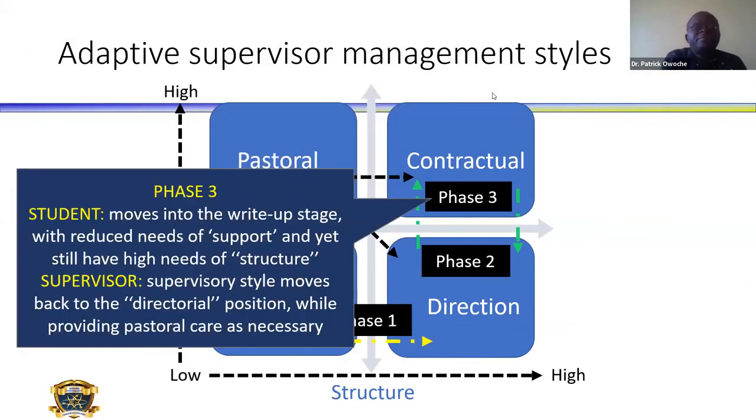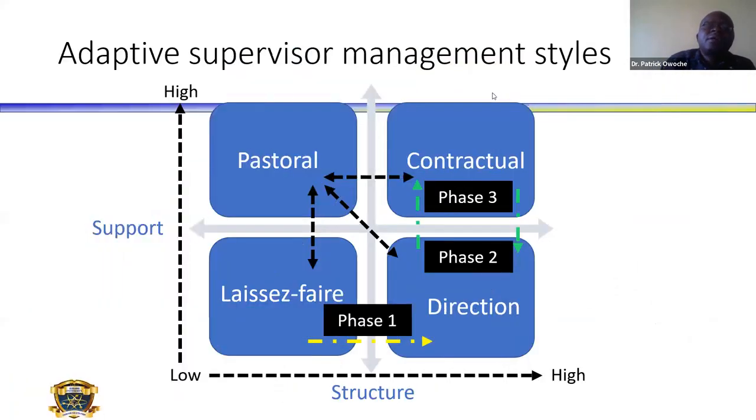And then phase 3, the student moves into the write-up stage with reduced need of support and yet still a high need of structure. The supervisory style moves back to the directional position while providing pastoral care as necessary. So these are the approaches and the stages. Once they are understood well, then it's easy to map to the online engagement tool that will be more engaging.